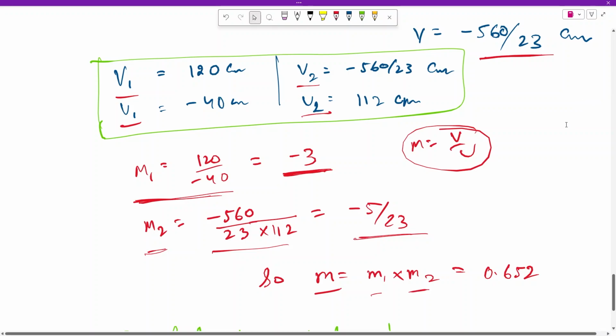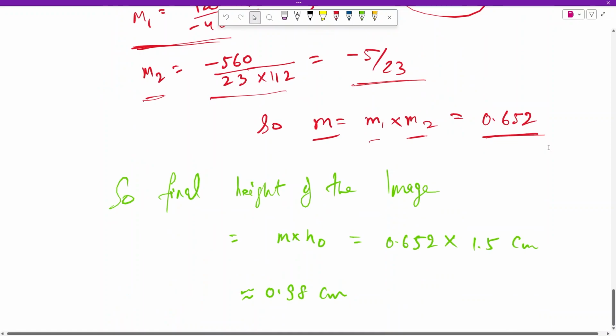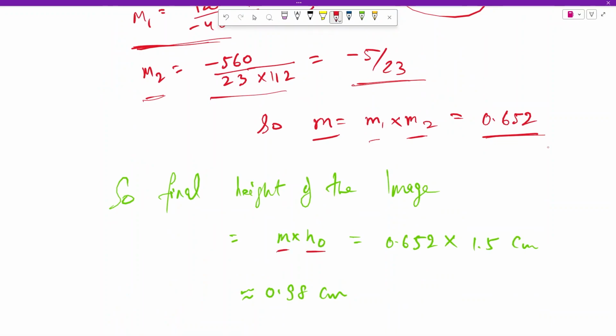0.652. That is, the net magnification is less than 1, and the image is diminished in size. So the final height of this image is going to be the net magnification multiplied by the original height, and we will get the solution as 0.98 centimeter, because the initial height was 1.5 centimeter. So we multiply it with 0.652, that is the net magnification, and we get the value as 0.98 centimeter. Thank you.